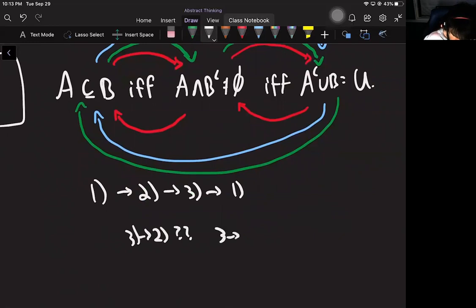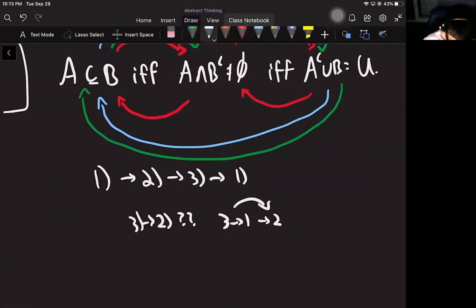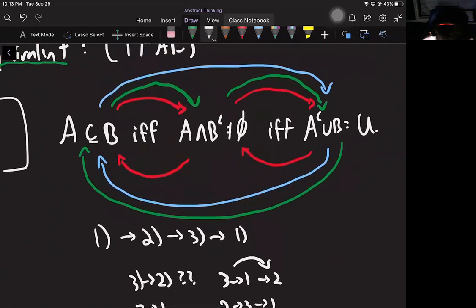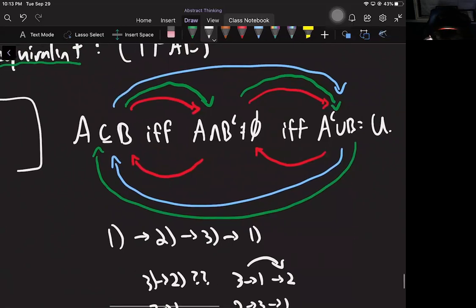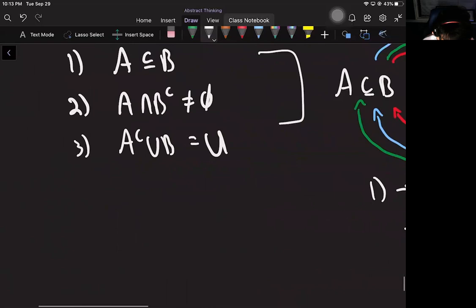Well, 3 implies 1, which implies 2. So therefore, 3 implies 2. And you can get from any number to any other number. So how do I show that 2 implies 1? Well, I know that 2 implies 3 and 3 implies 1, so that gets me from 2 to 1. So I don't have to show all the red and blue arrows. I can just show 3 green arrows instead to show that they're all the same statement, that they're all logically equivalent.